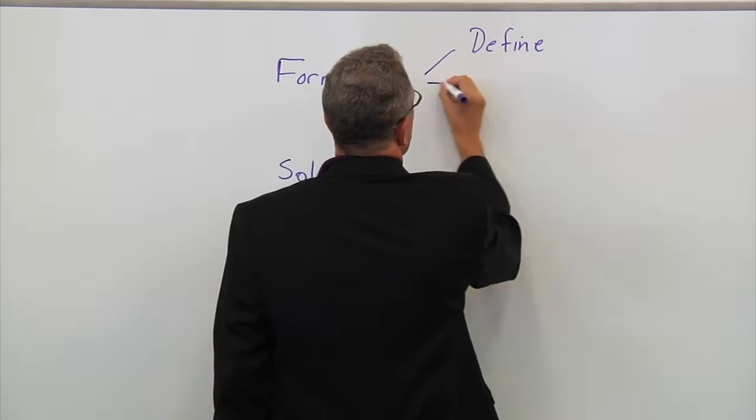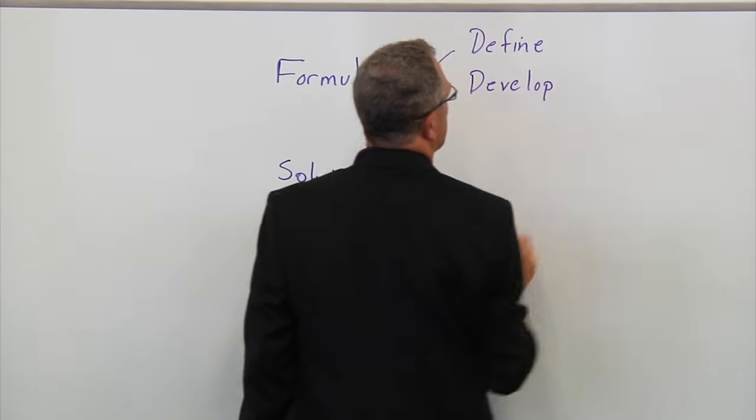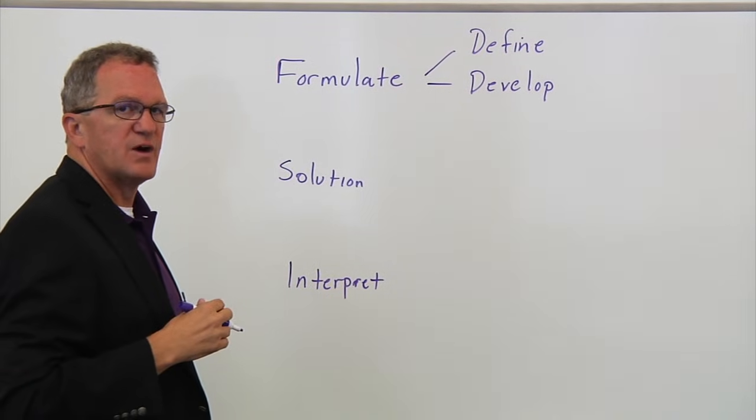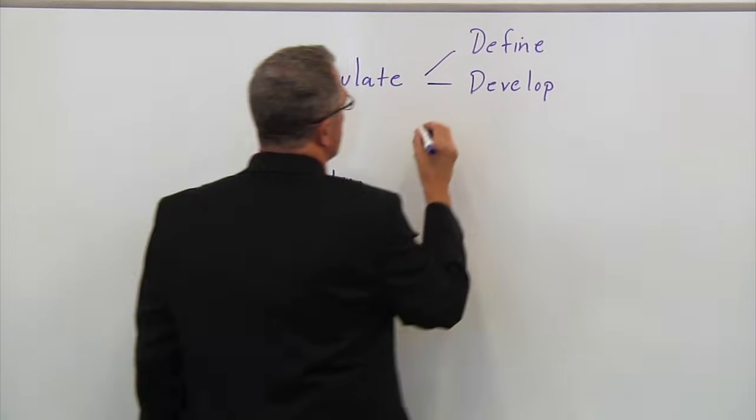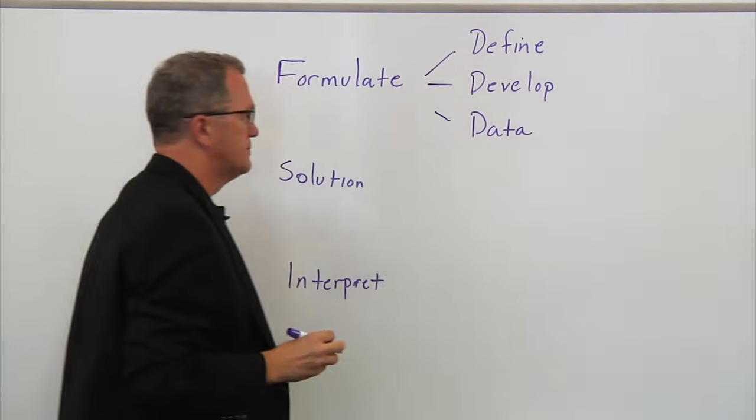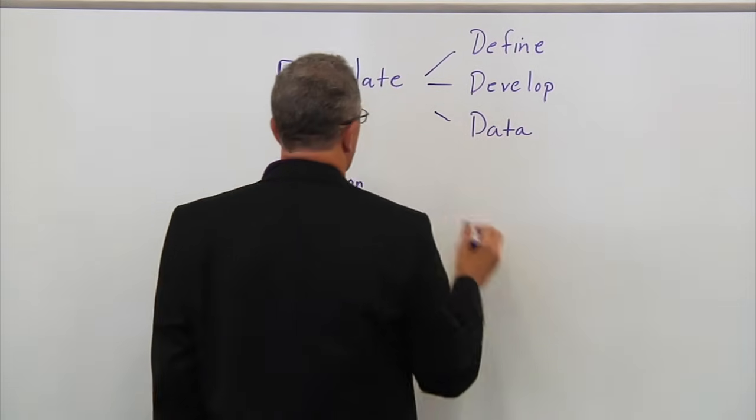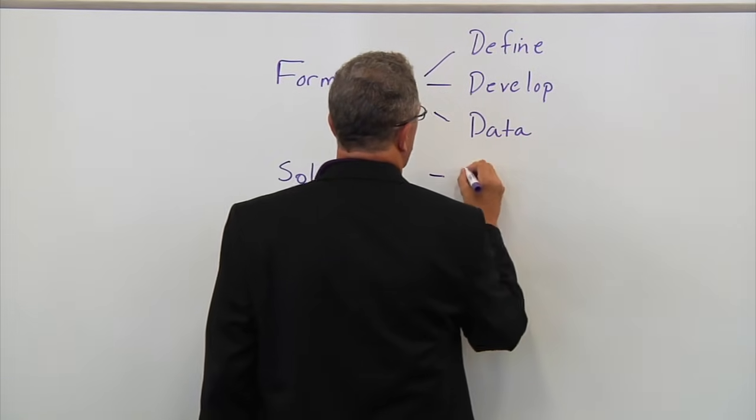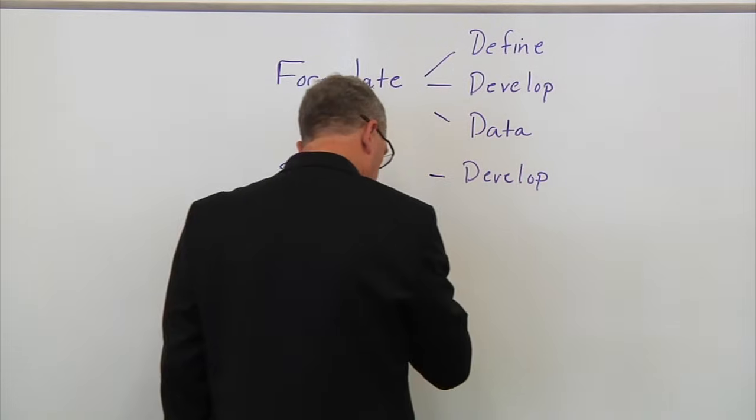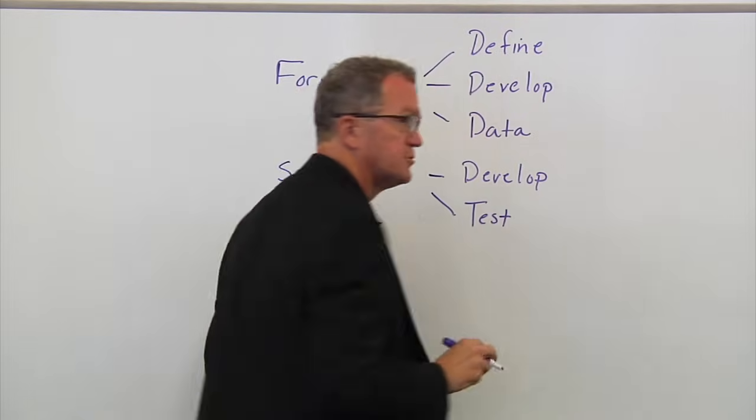The second thing we do is develop our model in order to support this problem that we've defined. The third thing we do then is we acquire data to go into our model. For the solution, the first thing, of course, is we develop our solution. Then we test the solution.